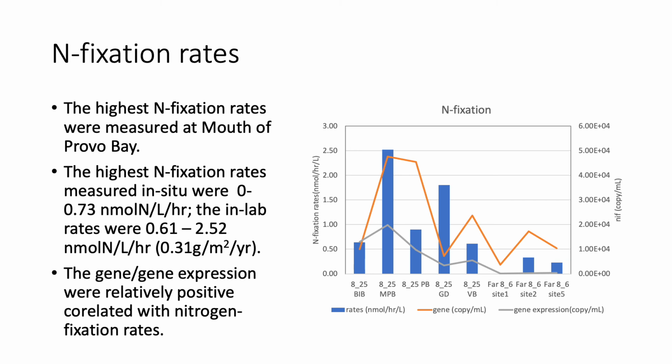And when we measured the gene and gene expression results, there were positive correlations with the nitrogen fixation rates. When you see the right figure, the second column is the mouth of Provo Bay. It has the highest nitrogen fixation rates and also the highest gene expression and gene quantification. However, the Geneva discharge in the fourth column also has the highest nitrogen fixation rates, but the gene level was lower. So when we consider the results, we should combine both methods.